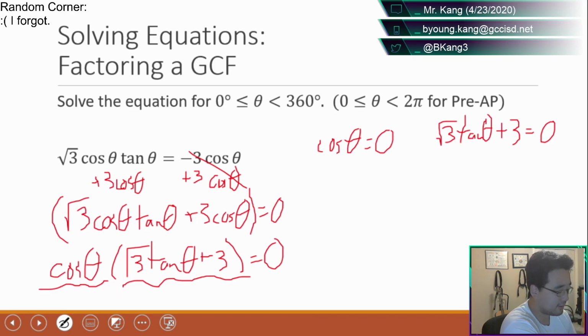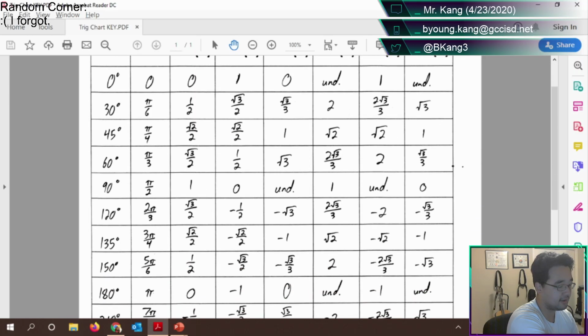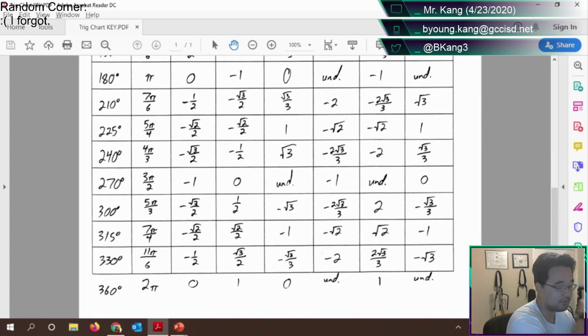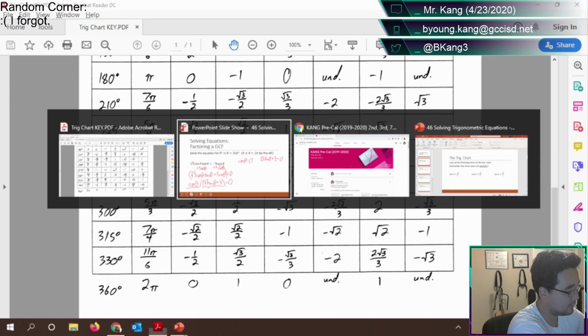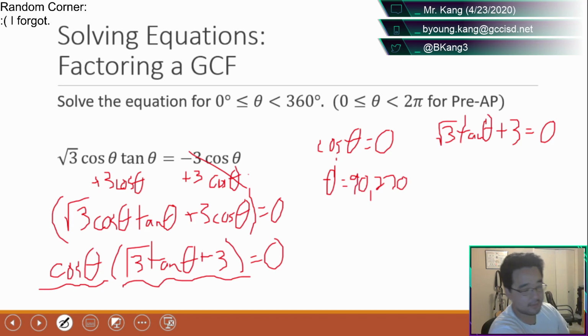So for cosine theta equals 0, I can already look that up. I go to my cosine column. It's 0 at 90 and 0 at 270. I'm not doing anything weird to the theta afterwards, so I don't have to do the whole plus 360 thing, because I'm not subtracting or dividing anything.